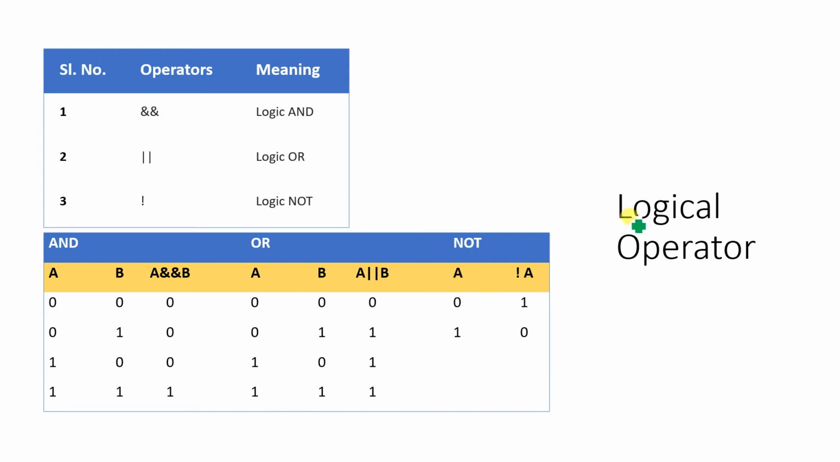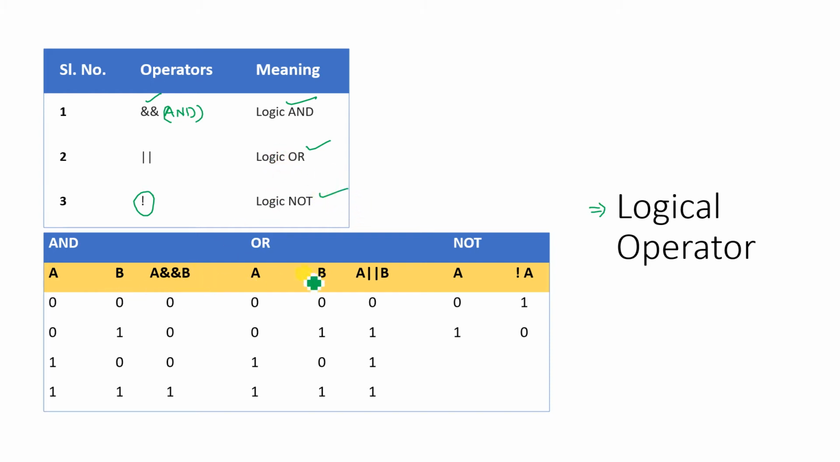Now, the logical operators. There are three different logical operators provided by your C programming language. One is called the AND operator, or sometimes logical AND. Similarly, the double bar is used for the logical OR operator, and the exclamation mark operator is used to represent the logical NOT operator.